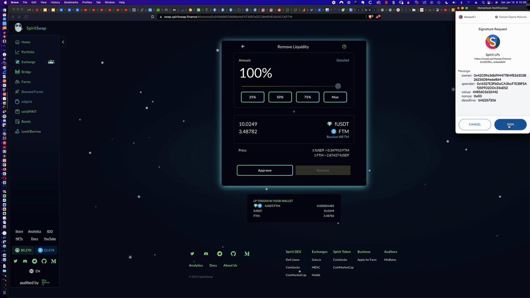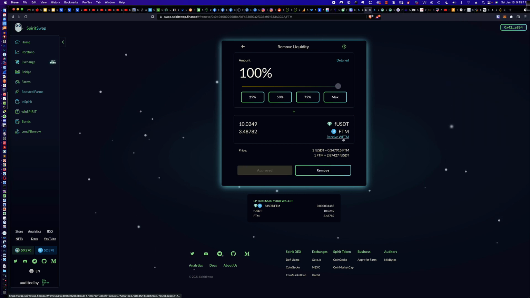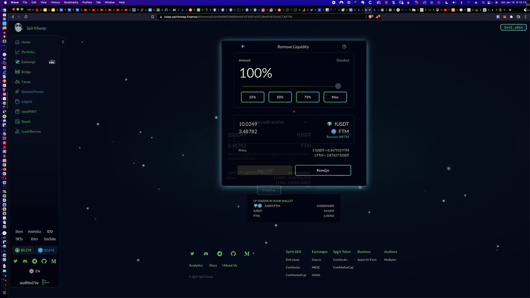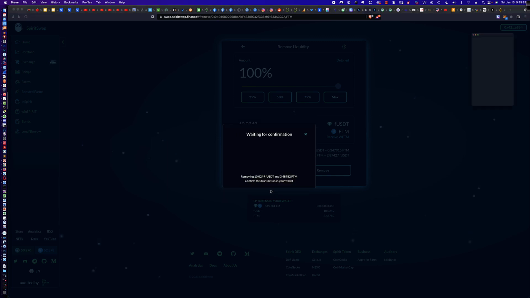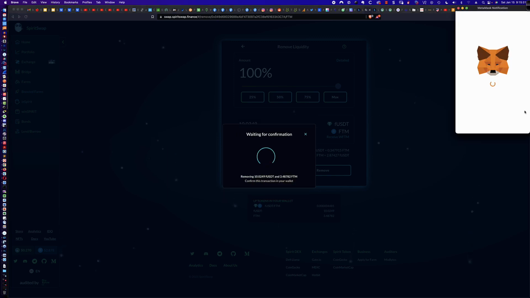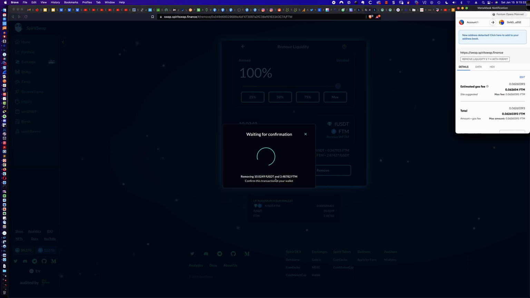And this is kind of tricky here because I want to make sure that I'm getting FTM for this, and we should see that over here. And so now let's go ahead and confirm. So the output is estimated, the price changes, your transaction is going to revert, but it's probably not going to in this time frame. So let's click on confirm.